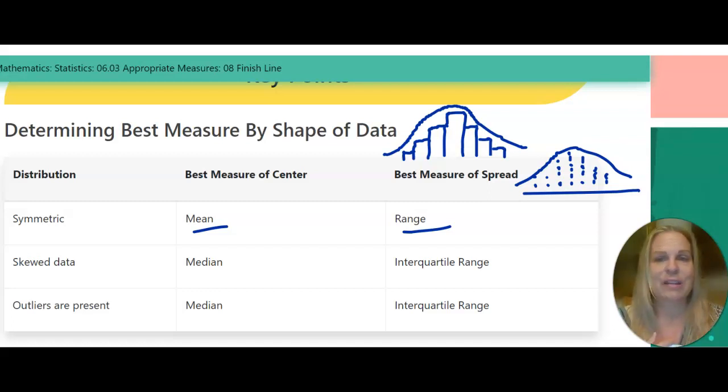We're going to go over that. And we're going to use the IQR as the measure of spread. We're going to go over that too. Same thing if we have outliers. In this lesson, I'm going to show you how to find if there are any outliers, identify them, and if we have outliers present in our data, then the best measure of center is the median, and the best measure of spread is the IQR. All right, so let's get started.